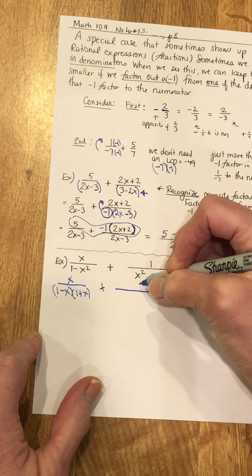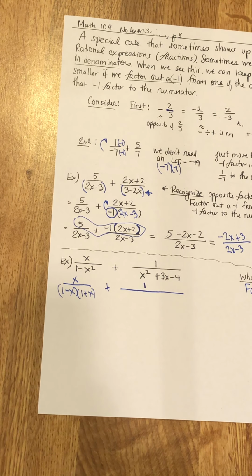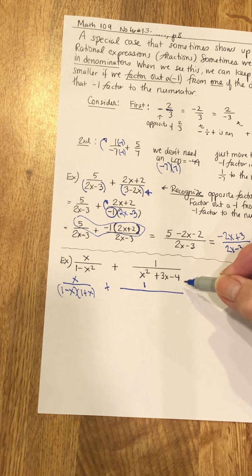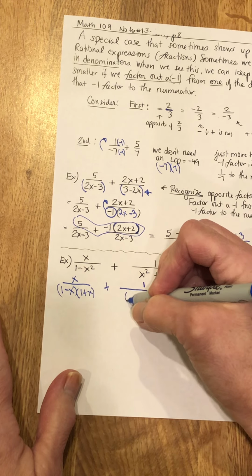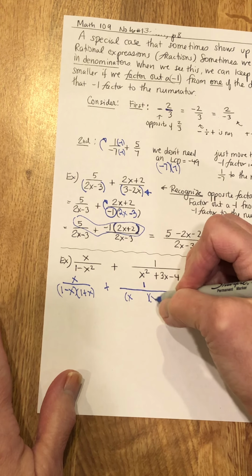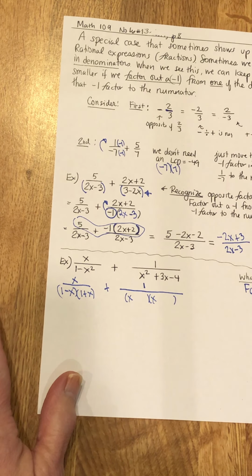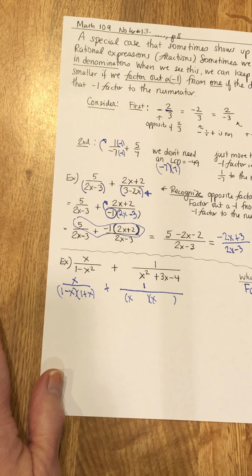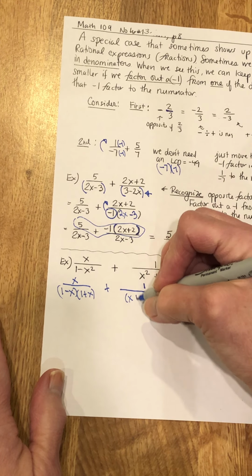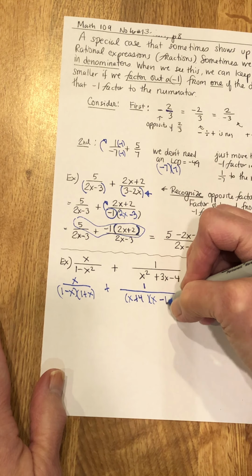Plus 1 over. All right, no GCF here. Looks like it comes from FOIL. It's definitely x and x. And let's see. It's definitely 4 and 1. It's plus 4 minus 1.